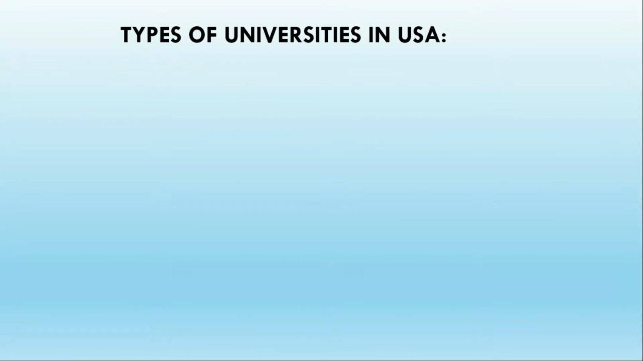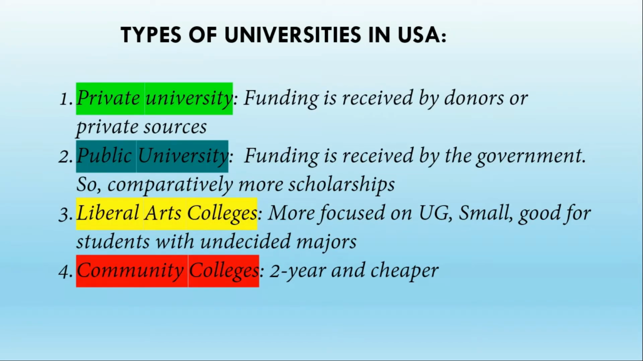So that's the flexibility of the credit hours there in USA. And another important thing is the types of universities there in USA. So basically there are 4 types of universities. The first one is the private university. So in the private universities, the funding is received from donors or private sources. So that's the main reason they tend to be a little more expensive. The second type is the public university. So there the funding is received from the government.